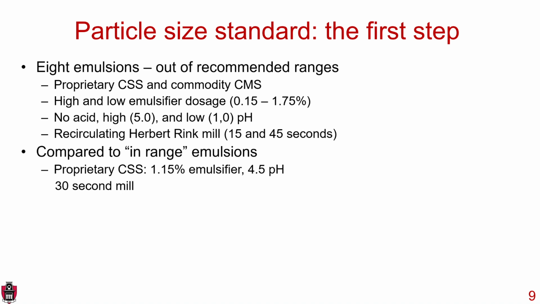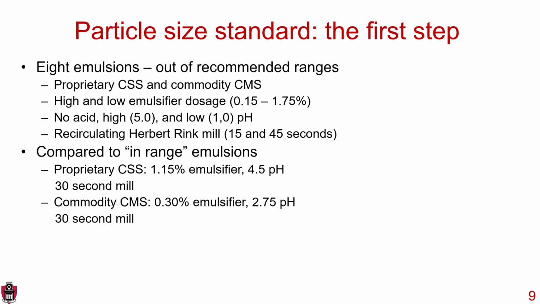And he also compared it to in-range emulsions. We base this concept of ranges off of information sheets from an emulsifier supplier, and we also picked right in the middle of all of the ranges. So a CSS at 1.15% emulsifier with 4.5 pH and 30 seconds of recirculating mill time, and the commodity CMS at 0.3% emulsifier, 2.75 pH and 30 seconds. So we had some emulsions right at the edge of the ranges, just outside of the edge of the ranges of the recommendations, and then ones right down the middle.